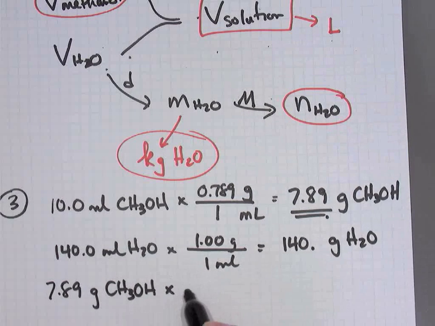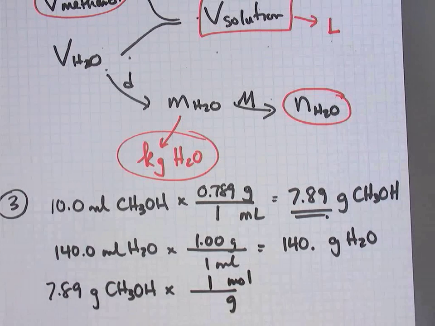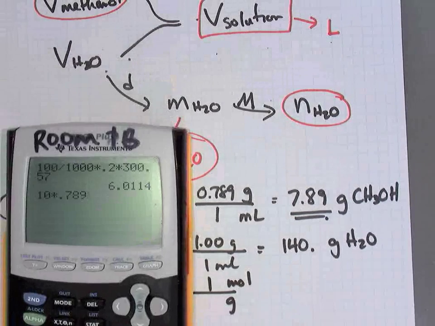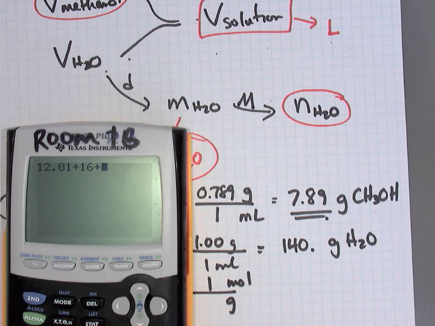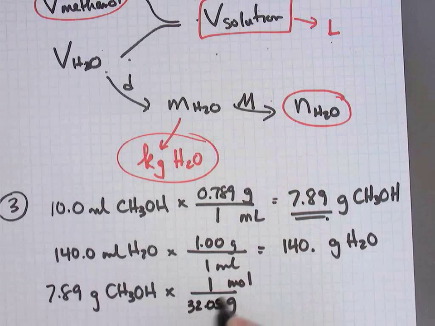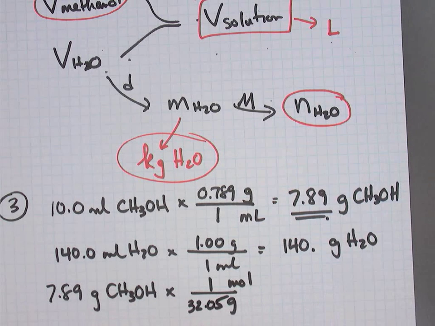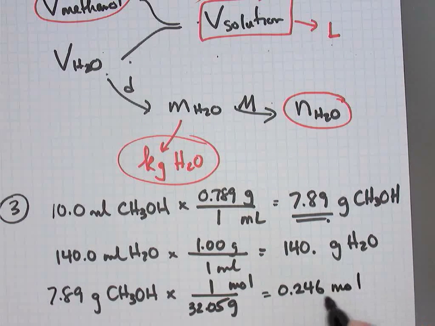Convert that to moles: get rid of grams, switch to moles. 1 mole of methanol, its molar mass on a periodic table, 12.01 plus 16 plus 4 times 1.01, 32.05 grams. So we're going to keep 3 significant digits here, 7.89 divided by 32.05, 0.246 moles of methanol.